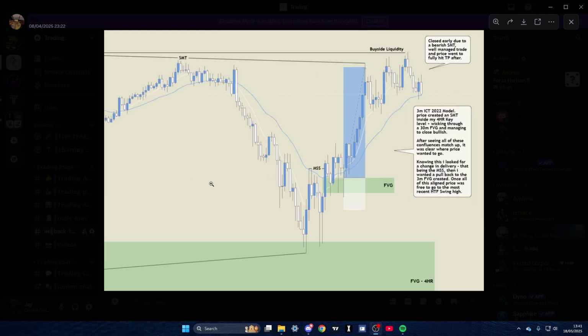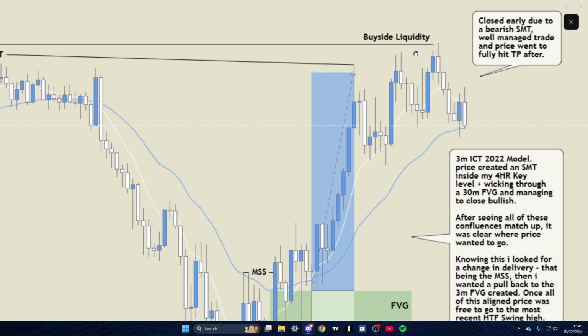Okay, so right here, this trade has an SMT at the highs and an SMT at the lows. So we came lower, we created a 4-hour SMT inside a 4-hour fair value gap. We created a market structure shift and a pullback to a fair value gap. So this was a great trade. Now this was my target, which did end up getting hit.